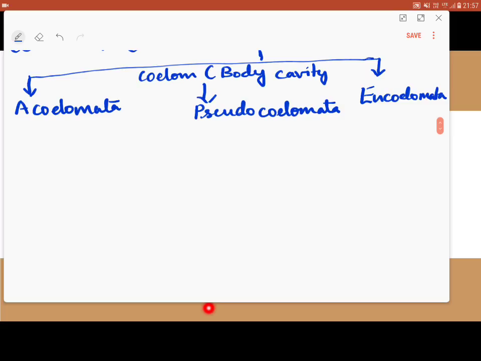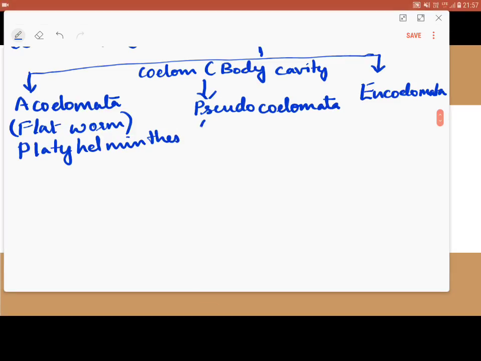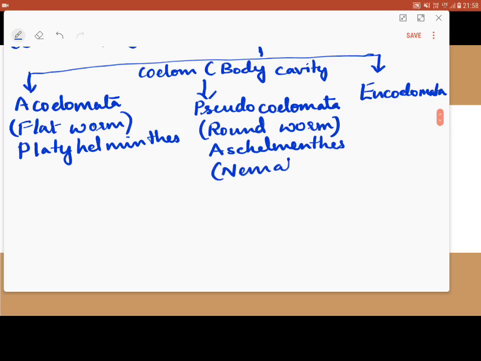So, we will learn one by one. Acoelomata, absence of coelom, makes the organism flat, and hence they are called flatworms. This consists of a phylum called Platyhelminthes. Pseudocoelom has a false coelom, making the organism a roundworm. It consists of a phylum Aschelminthes. It is also otherwise known as nematodes.